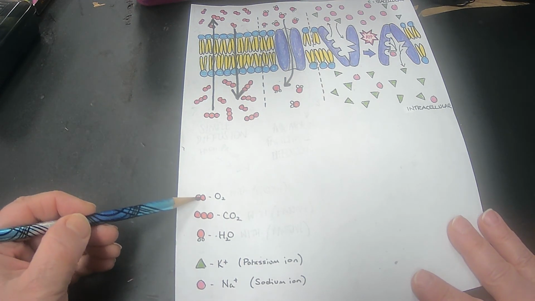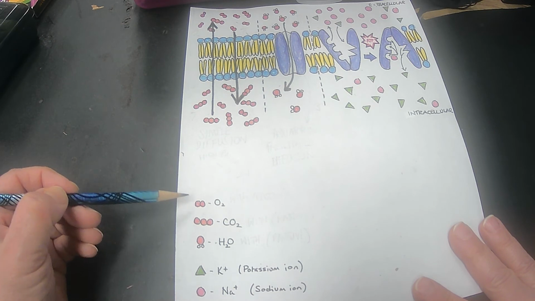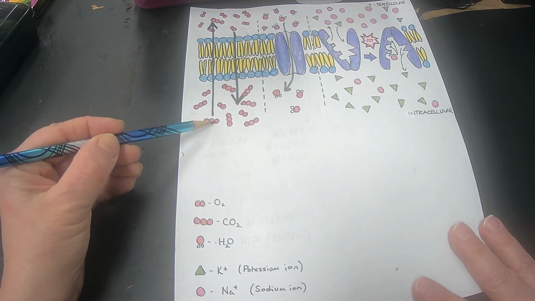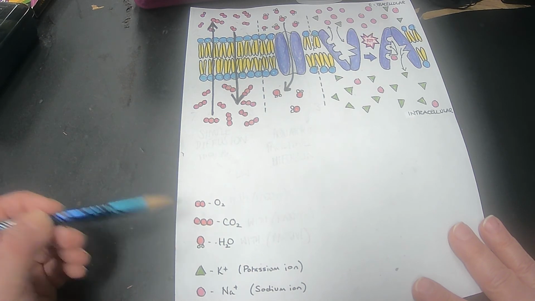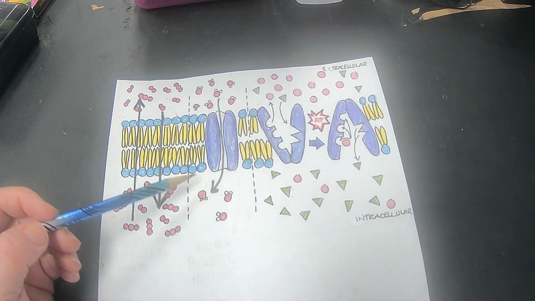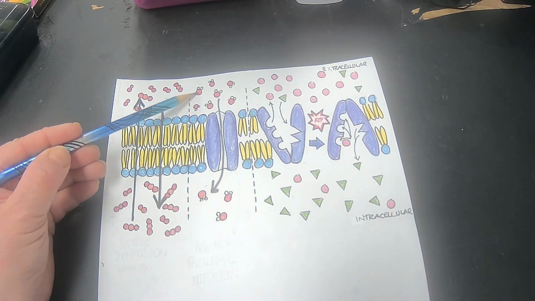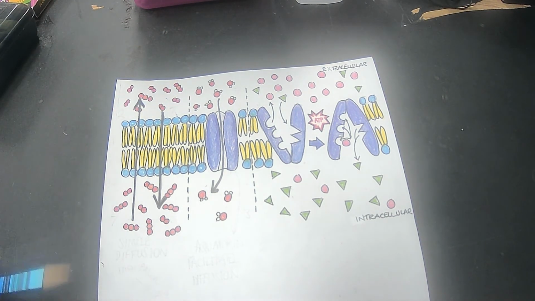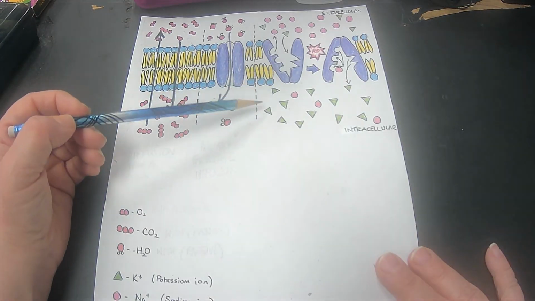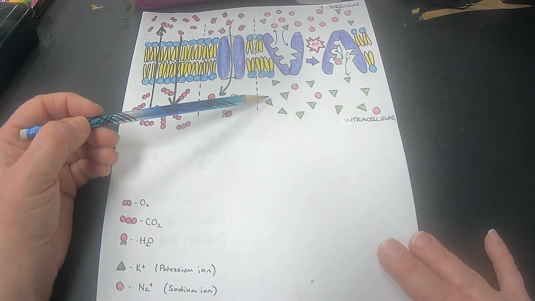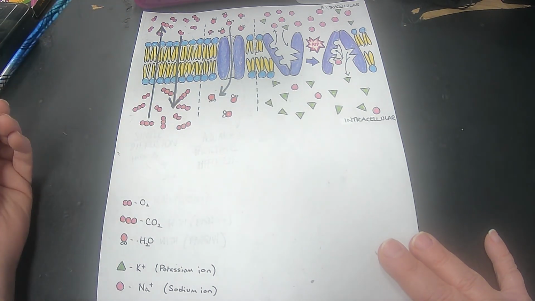So the two here are just oxygen. That's an oxygen molecule. The red, orange, red, and yes, that is orange there in the middle, that would be a carbon dioxide molecule. This is a water molecule. It's made up from one oxygen atom and two hydrogen atoms. And then over here we have potassium, K plus ions, and they're green. And then we have pink sodium ions.